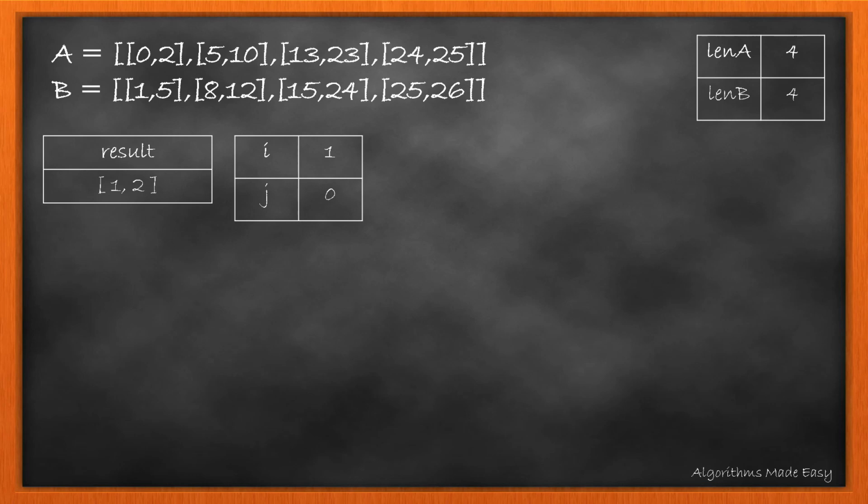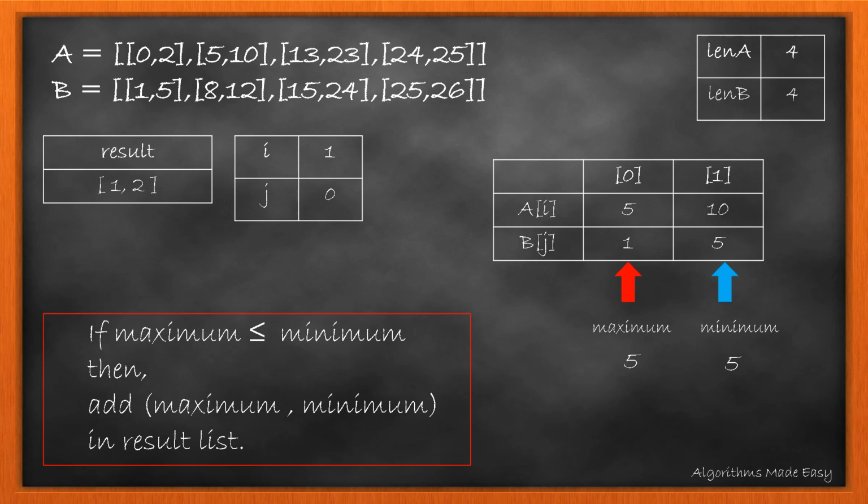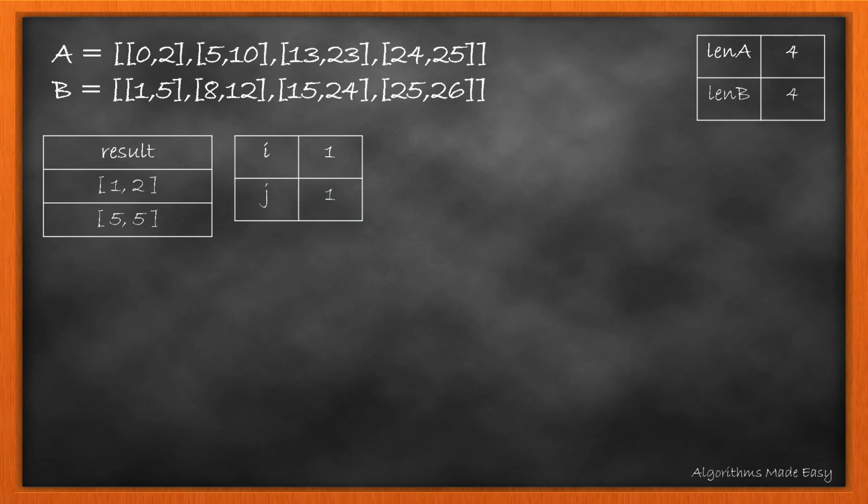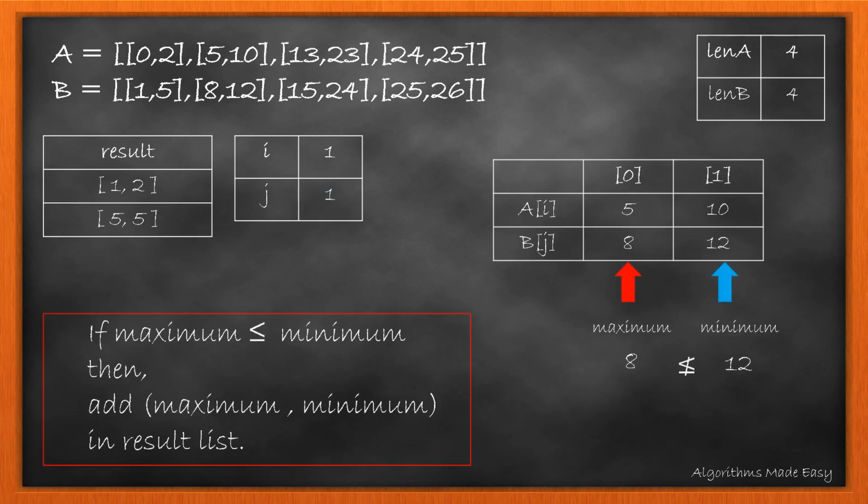As both i and j are less than the length of A and B, we move on with our next iteration. We take A at i and B at j and find the maximum and minimum. As both are equal, it satisfies our condition, so we add 5, 5 in the list. Now we check the second condition. As 10 is not less than 5, it does not satisfy our condition. This completes our second iteration.